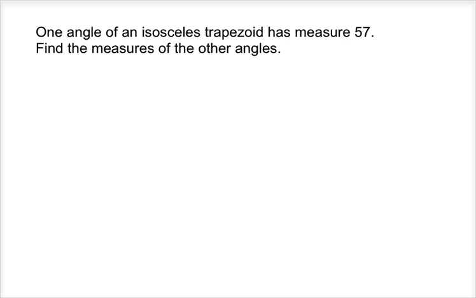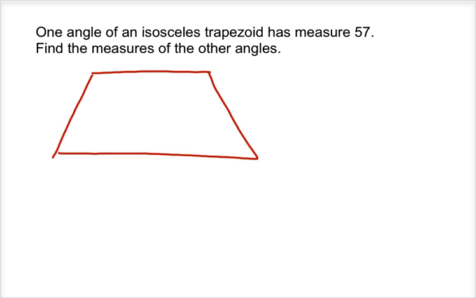One angle in an isosceles trapezoid has a measure of 57. Find the measure of the other angles. So let's see. I'm going to start by drawing myself a generic isosceles trapezoid. I know that if I draw an isosceles trapezoid, these two sides are congruent and these two sides are parallel.